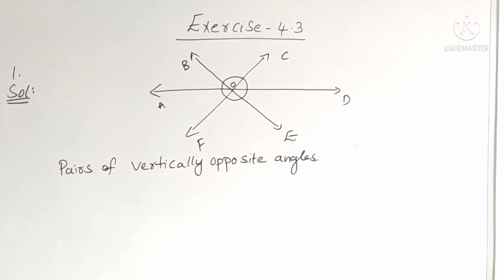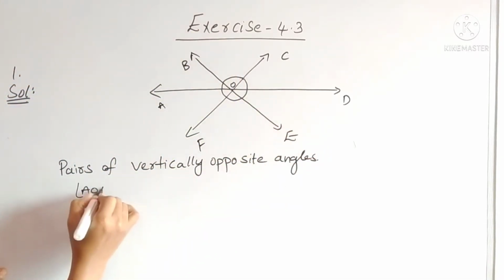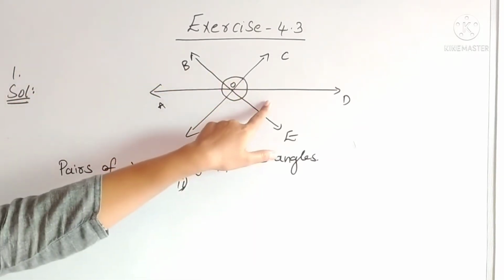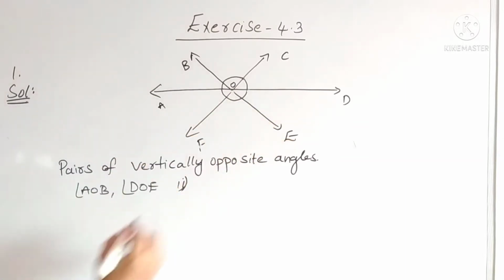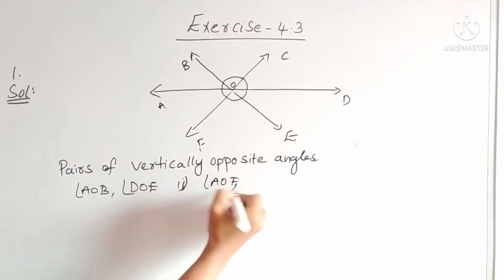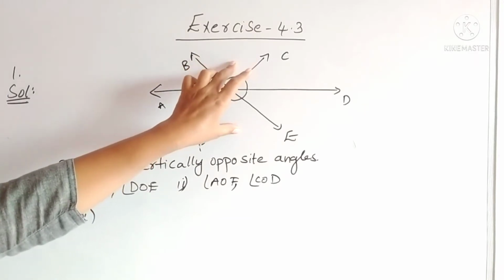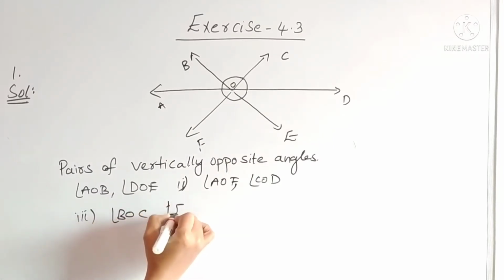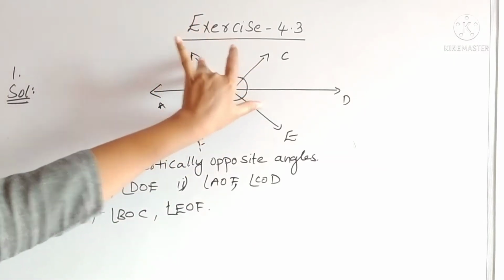First pair, see AOB and this DOE, angle AOB, angle DOE. Next, second pair. These two completed, now these two, AOF, COD. Angle COD. And next we can write these two, BOC, EOF. Angle BOC, angle EOF. Okay. So one pair, two, three pairs.